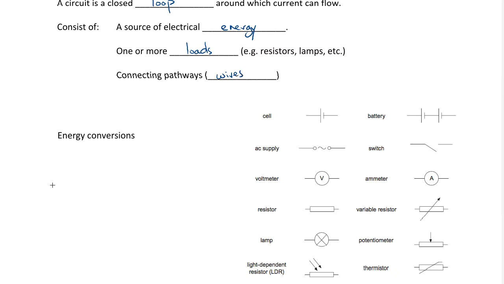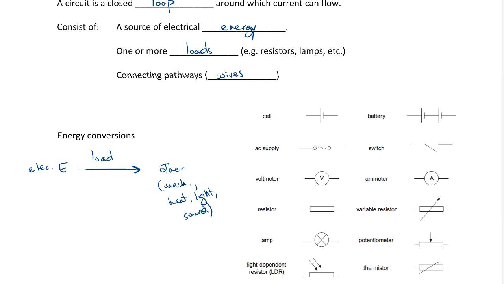I said that the load is going to convert electrical energy, which is a form of potential energy, into some other form of energy. For example, it might be mechanical energy if the load is an electric motor. It might be heat or light in the case of a lamp. It could be sound in the case of a loudspeaker. So the load converts the electric energy into some other form of energy.